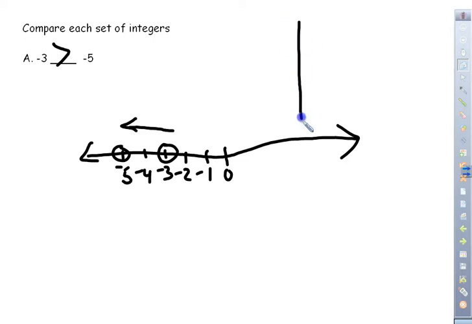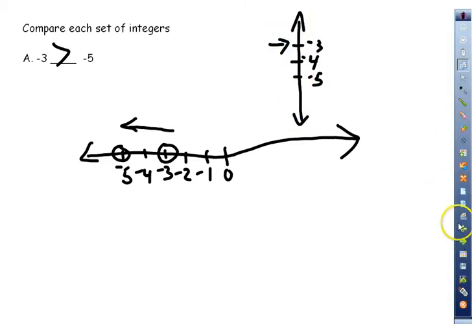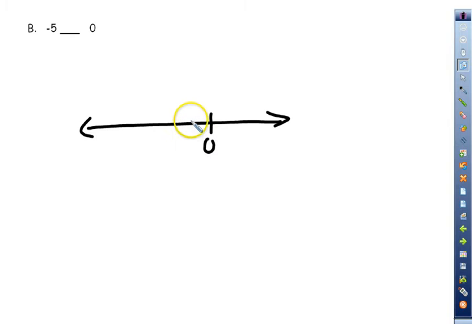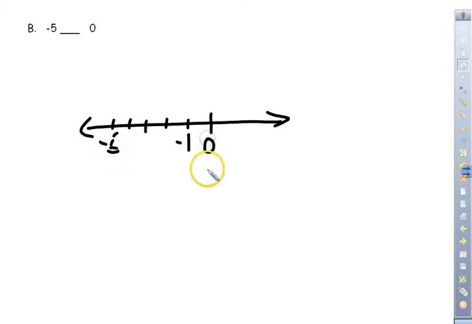If you want to use the vertical number line, -3 is here, -4, -5. So it is warmer. It's higher up the scale would -3 be. Next, -5 and 0, again using our number line, we've got 0 here. We've got 1, 2, 3, 4, 5. That's -5, -1, and so on. 0 is larger than -5. You're better off having no money than owing someone $5. 0 is greater than.